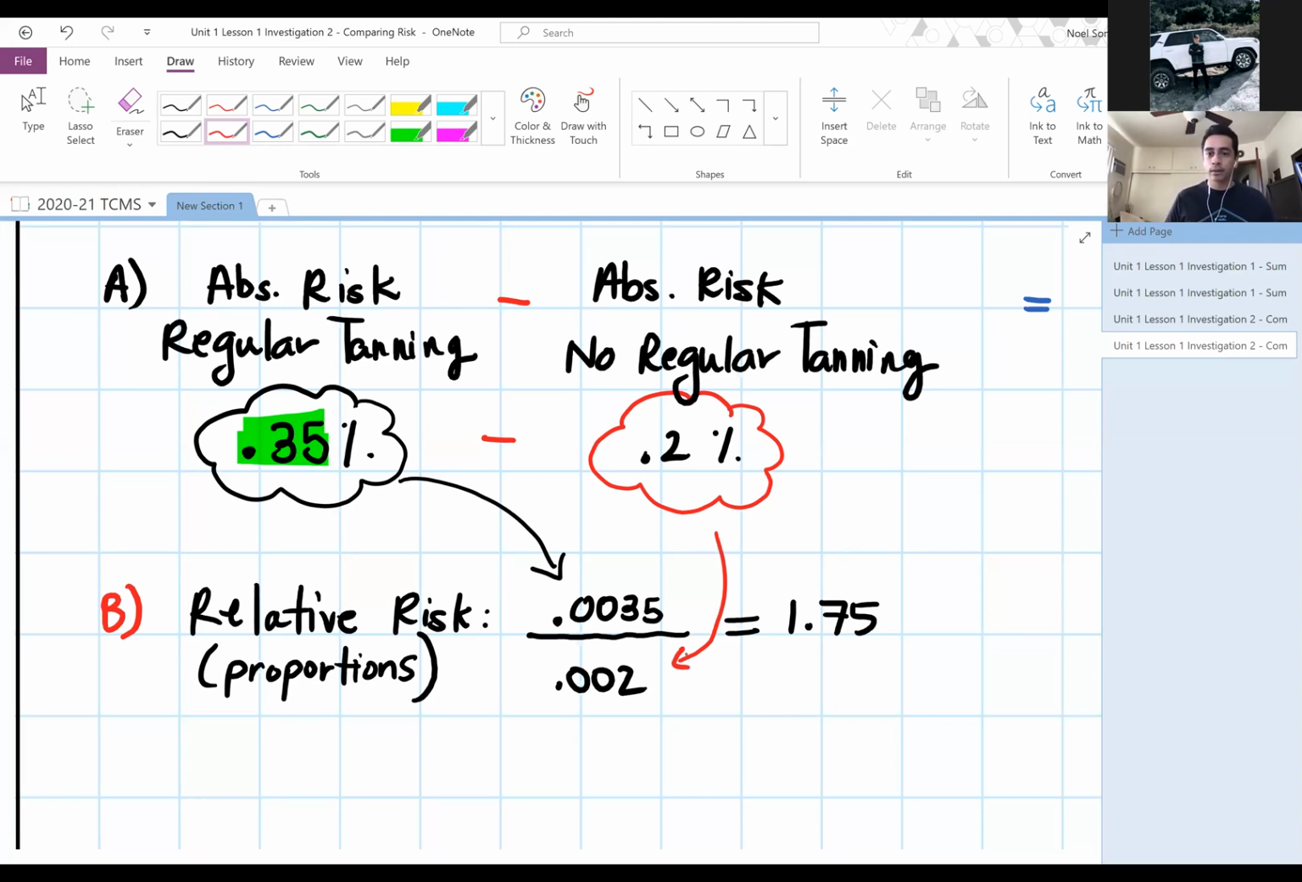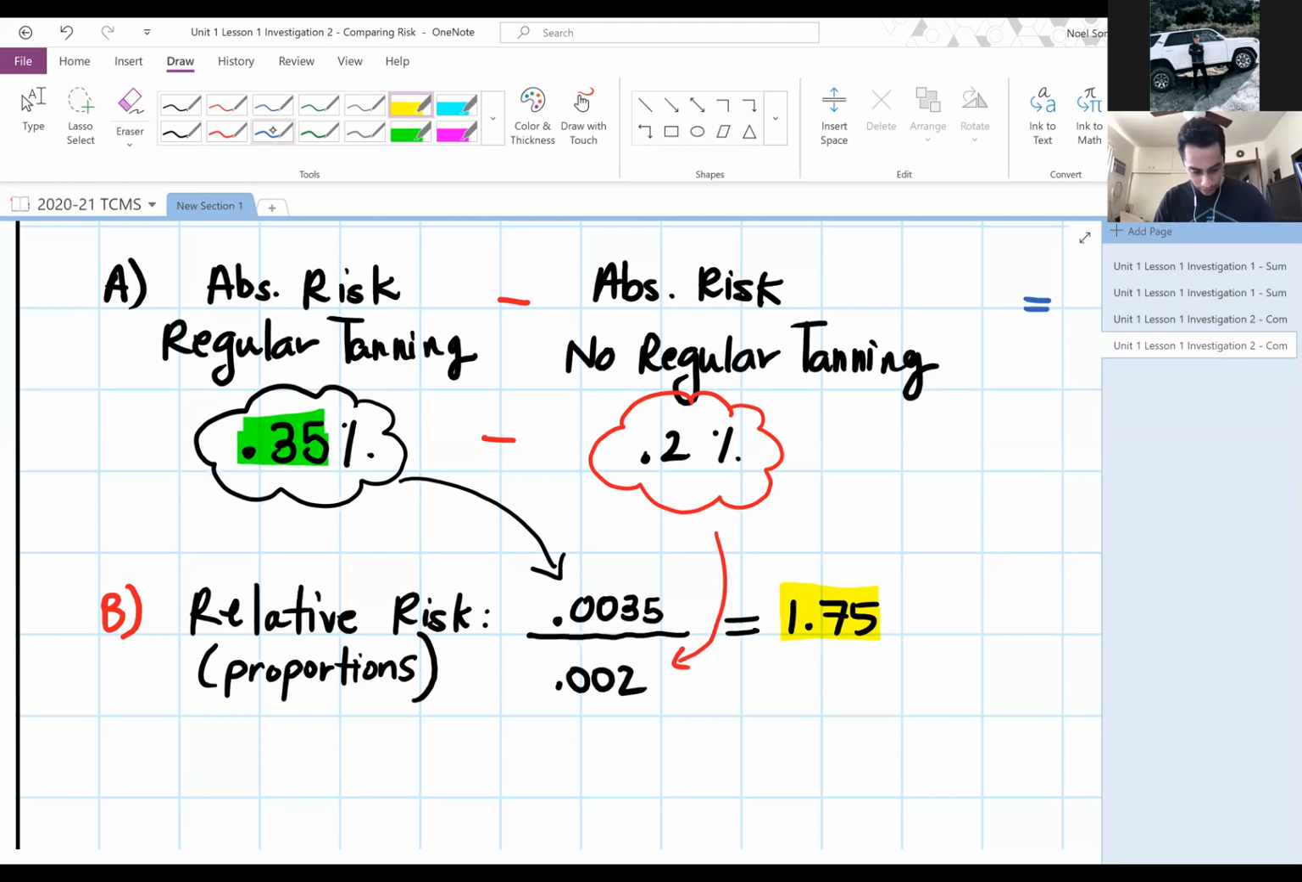Yeah. And the reason why, when you're dealing with the relative risk, it needs to be in proportion is because the value that you get out here, you need to think about this value as a multiplier. So it can't be a proportion, it can't be a percentage. We can turn it into a percentage later, but the 1.75, we need to think of that as like a factor by which you multiply.